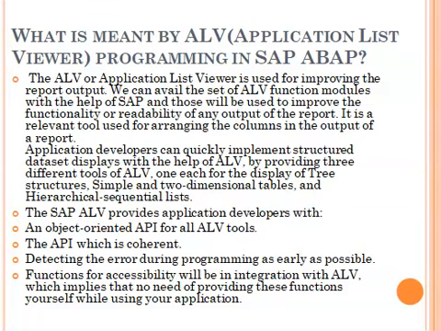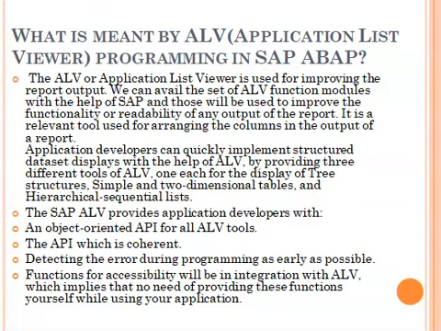What is meant by ALV, Application List Viewer, programming in SAP ABAP? The ALV, or Application List Viewer, is used for improving the report output. We can use the set of ALV function modules provided by SAP, and those will be used to improve the functionality and reliability of any output of the report.